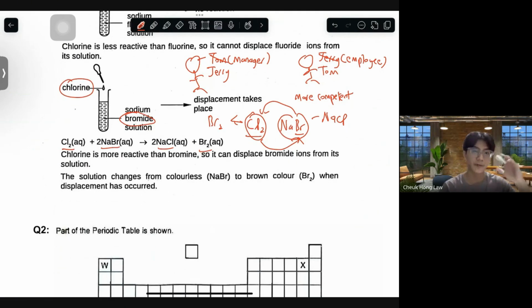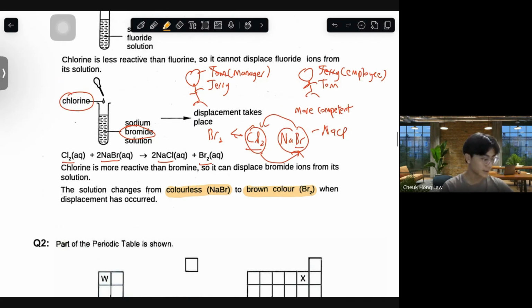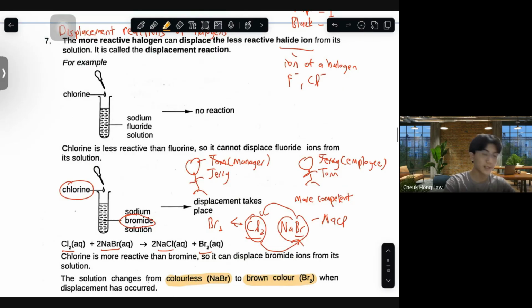Then what are the observations? Because chemistry questions really like to ask what the observations are. You can say that the solution changes from colorless to brown. The colorless solution comes from the sodium bromide, which is colorless, and then the brown color comes from bromine. Remember, bromine is a reddish brown liquid at room temperature. So that's where the brown color comes from. That's your observation.